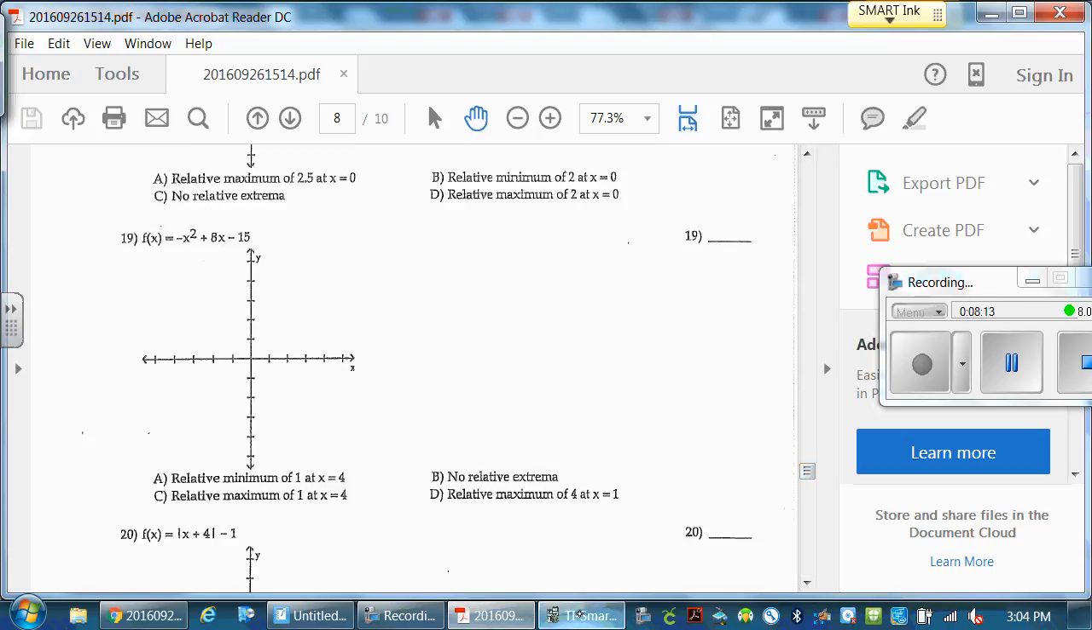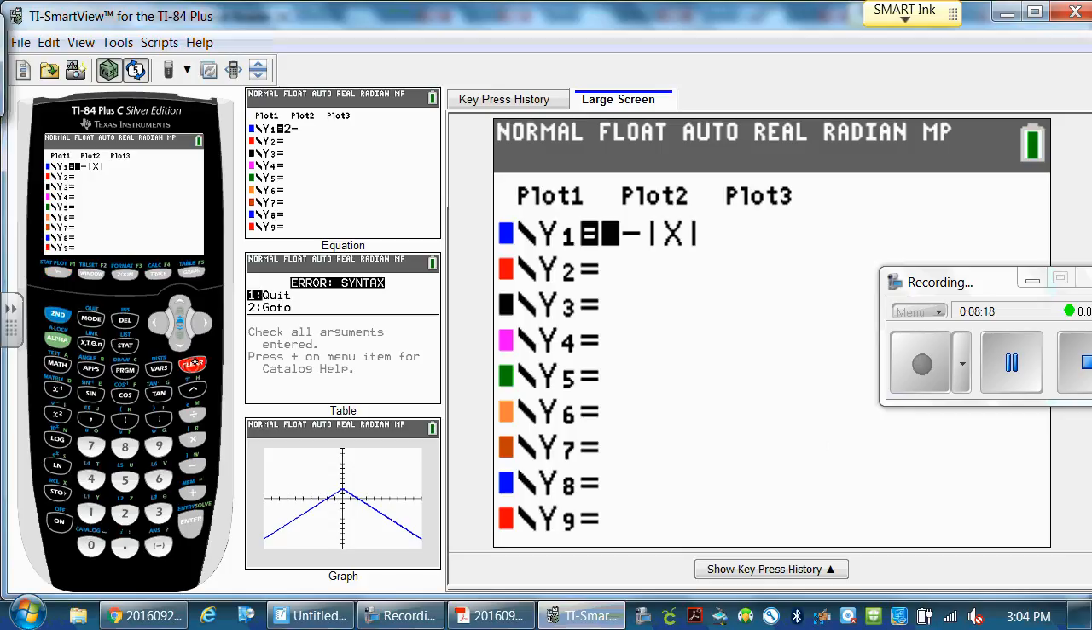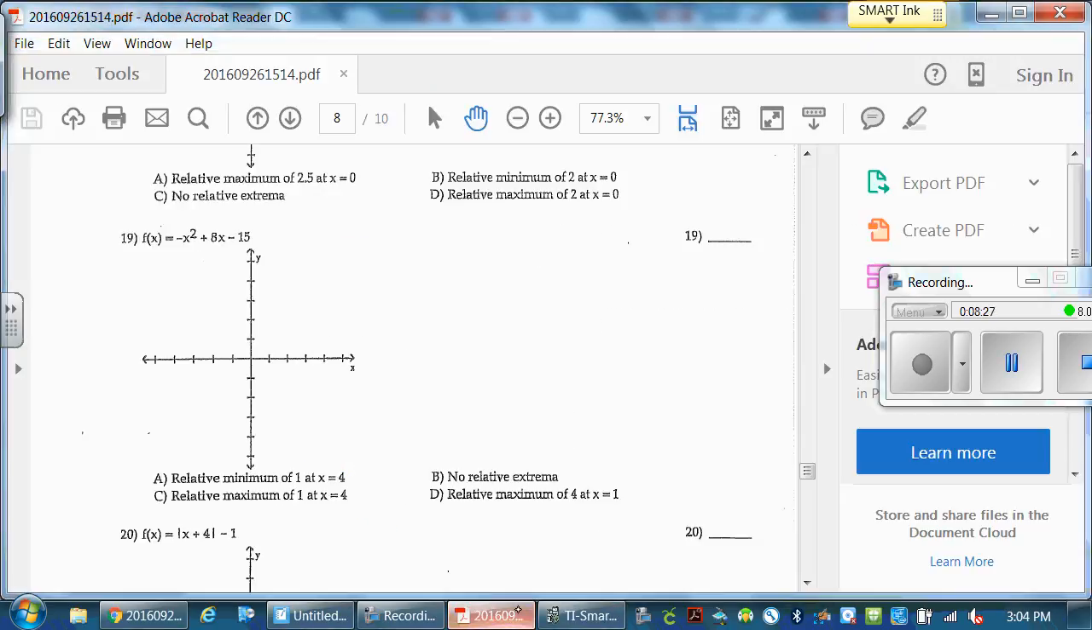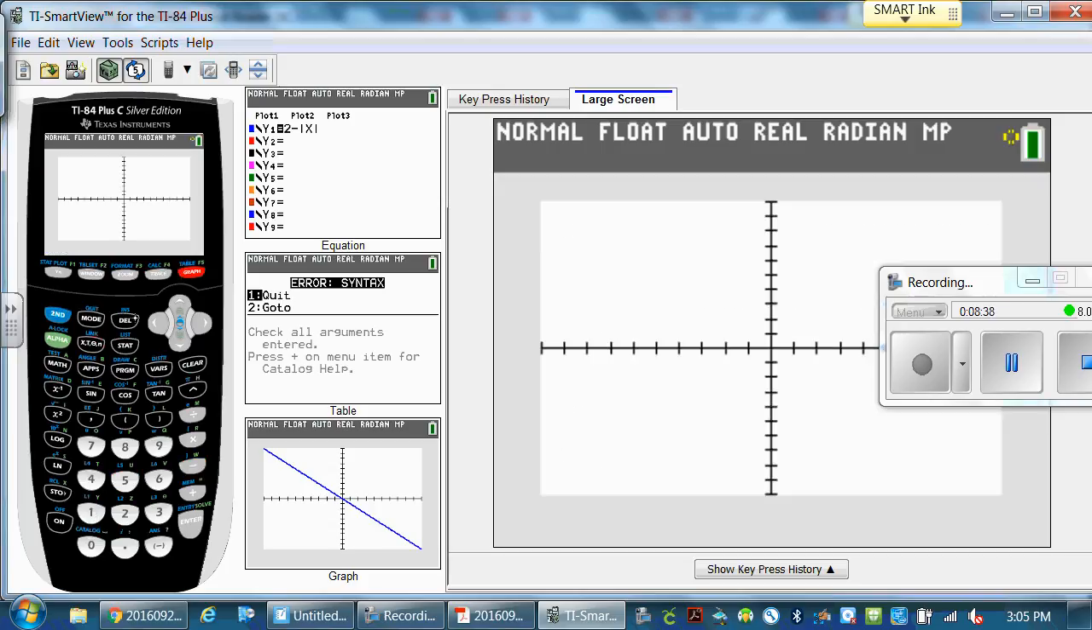Number 19, -x squared plus 8x minus 15. -x squared, is it plus 8x? Plus 8x minus 15, graph that.